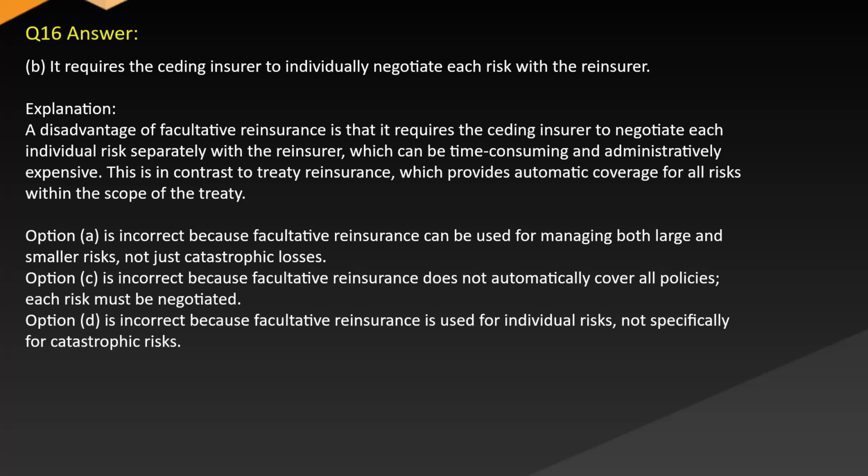Option A is incorrect because facultative reinsurance can be used for managing both large and smaller risks, not just catastrophic losses. Option C is incorrect because facultative reinsurance does not automatically cover all policies. Each risk must be negotiated. Option D is incorrect because facultative reinsurance is used for individual risks, not specifically for catastrophic risks.